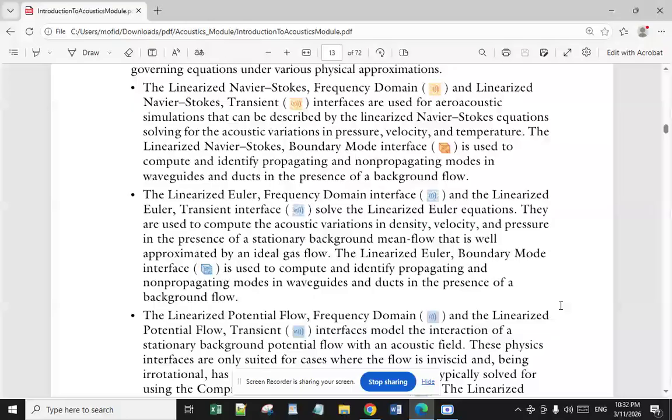The linearized Navier-Stokes frequency domain and linearized Navier-Stokes transient interfaces are used for aeroacoustics simulations that can be described by the linearized Navier-Stokes equations, solving for the acoustic variations in pressure, velocity, and temperature. The linearized Navier-Stokes boundary mode interface is used to compute and identify propagating and non-propagating modes in waveguides and ducts in the presence of a background flow.